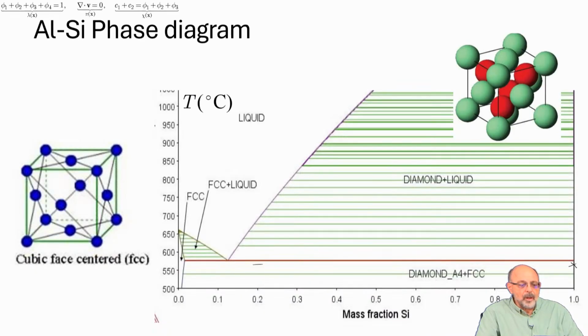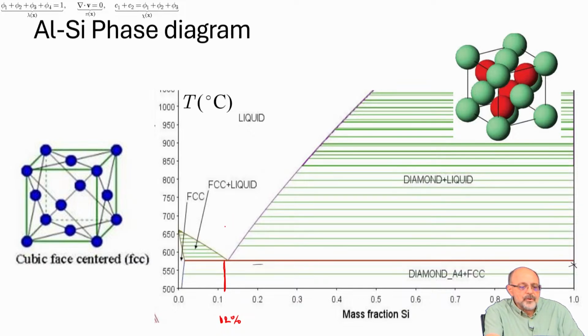So, well, here's what happens. This is a phase diagram of aluminium silicon. Our brazing alloy is somewhere just below eutectic. So 11 or maybe 12%. So just below eutectic.